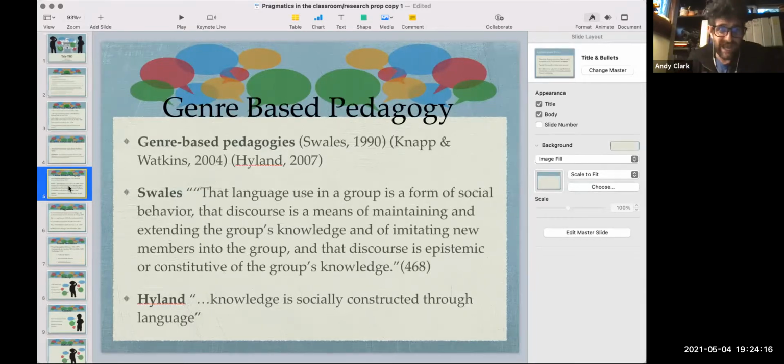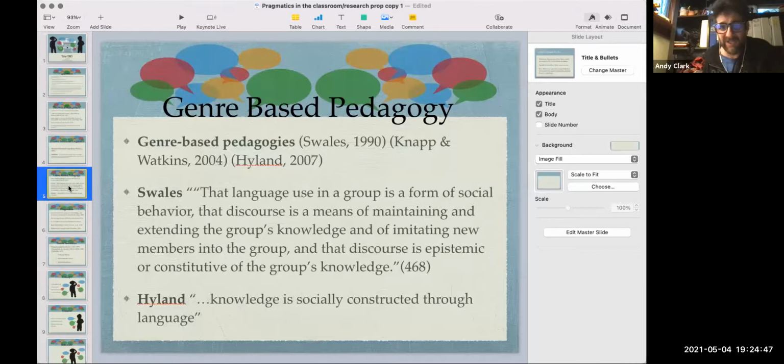Swales in 1990 said that language use in a group is a form of social behavior. So I love this, language use in a group. I'm looking at temporary speech communities, groups, is a form of social behavior. And that discourse is a means of maintaining and extending that group's knowledge, right? And of initiating new members in that group. So that discourse is epistemic or constitutive of the group's knowledge. So it's all got to come together there.